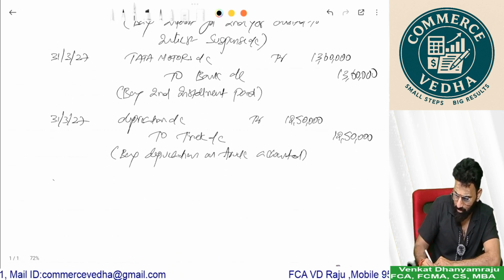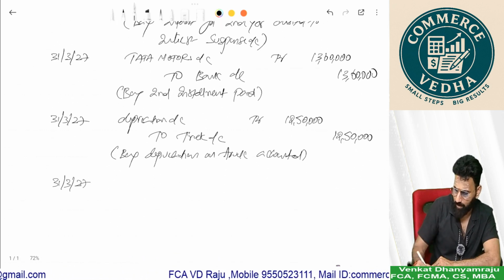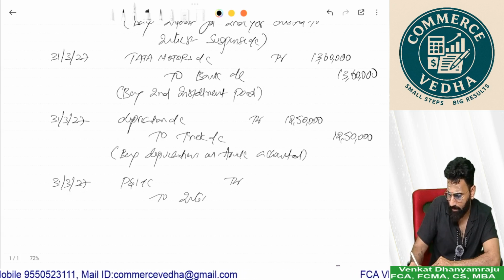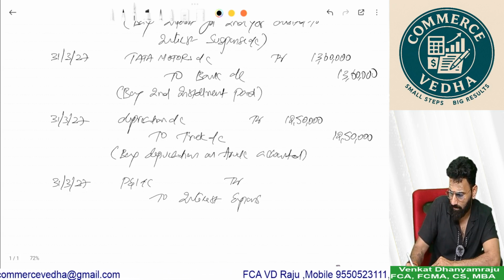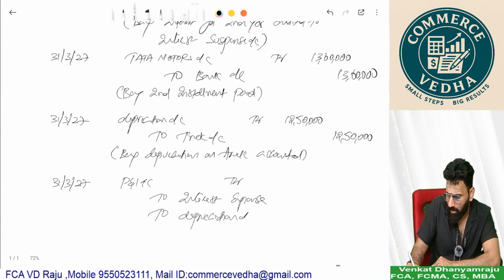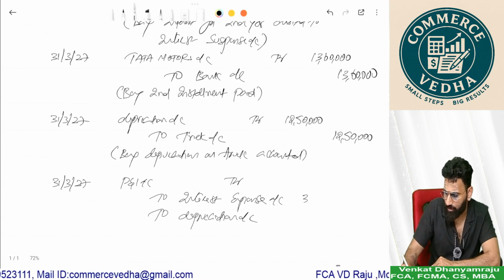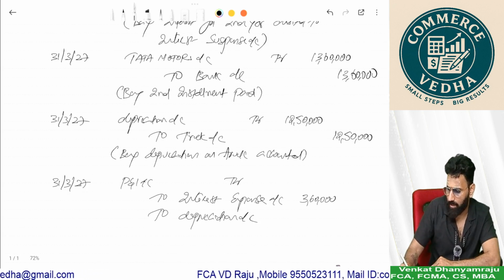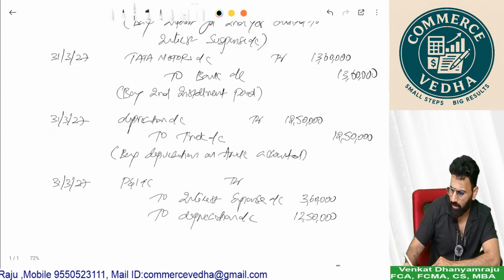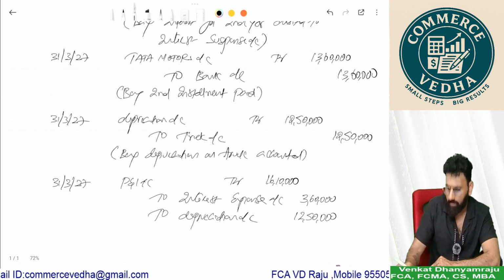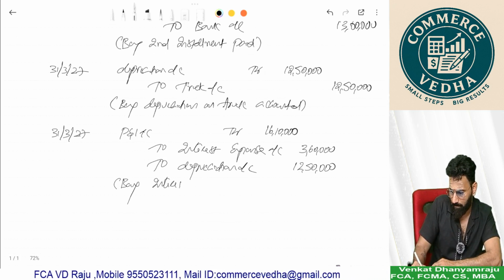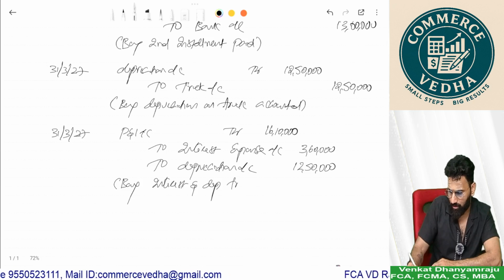After that, immediately what shall I do? Profit and loss account debit to interest expense and to depreciation account. Interest is 360 and depreciation is 1250. Total 16 lakh 10,000 transfer to P&L, being interest and depreciation transfer to P&L.